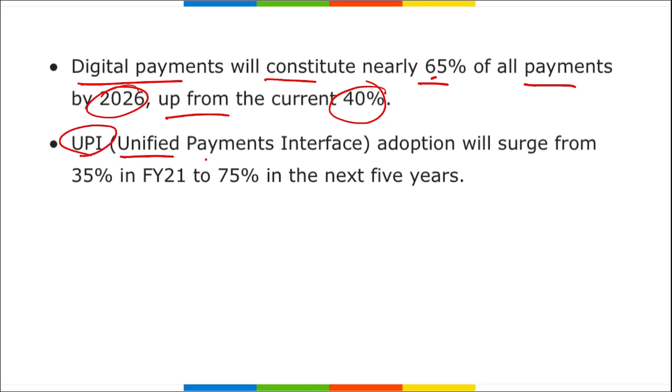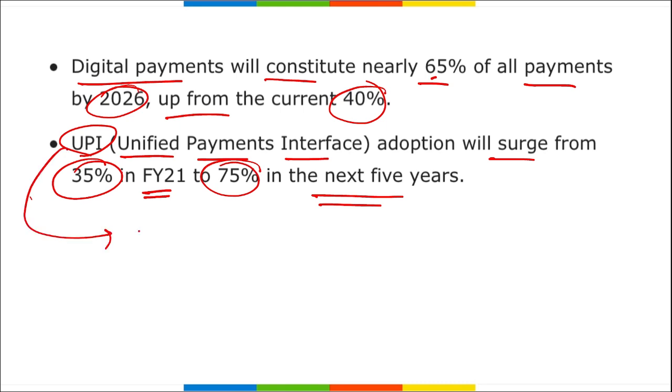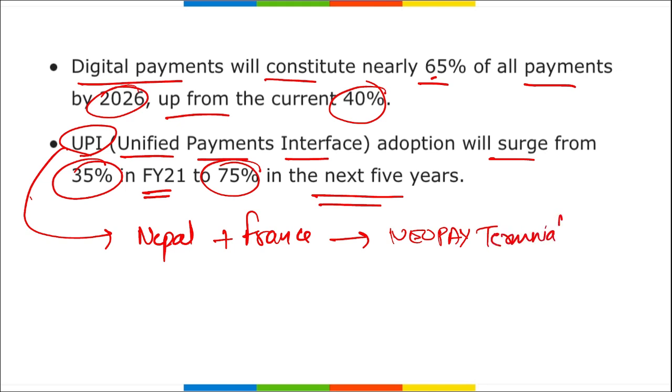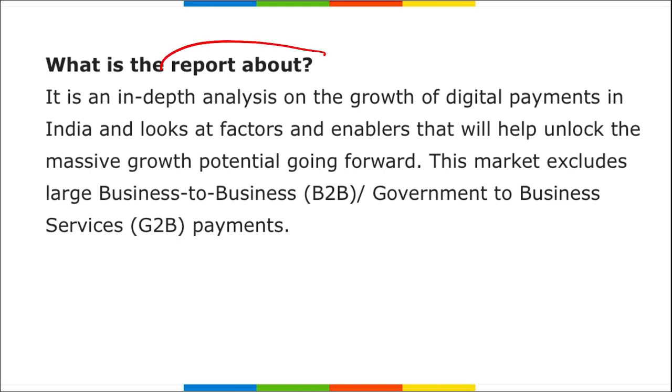UPI, that is your Unified Payments Interface, adoption will surge from 35% in fiscal year 2021 to 75% in the next 5 years. Which are the countries that have started using UPI? It is Nepal, France, and even the NeoPay terminals at the UAE airport.